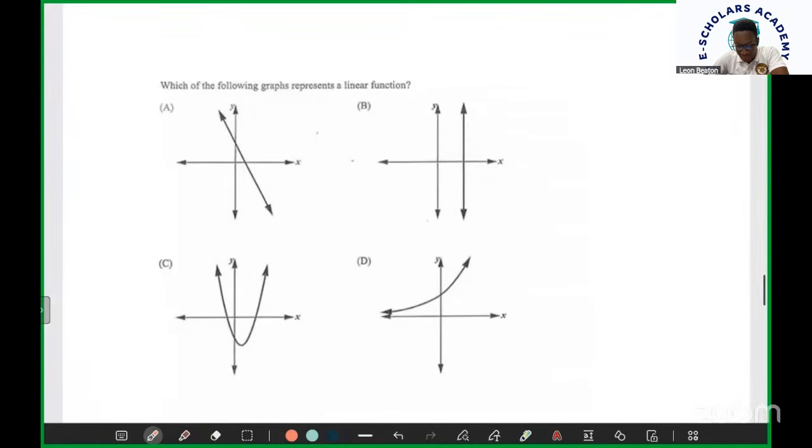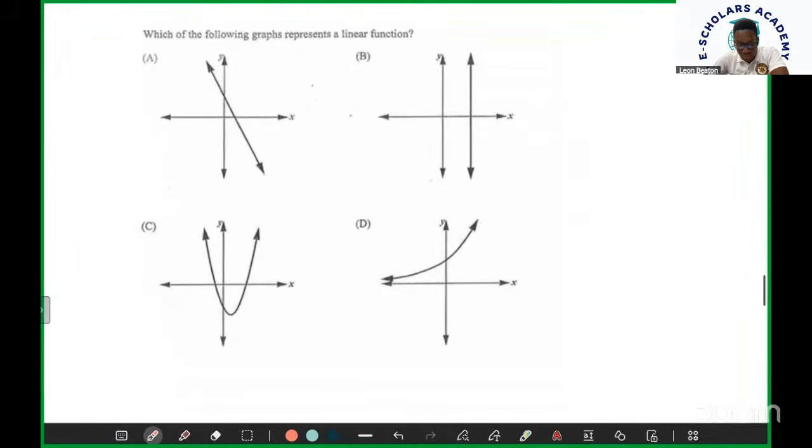All right, this is a giveaway. These couple that I'll show on the screen, these are giveaway marks. Which of the following graphs represents a linear function? Linear functions are giveaway marks. So when we talk about a linear function, it's a straight line.